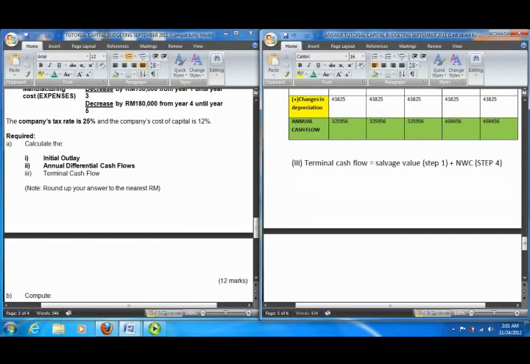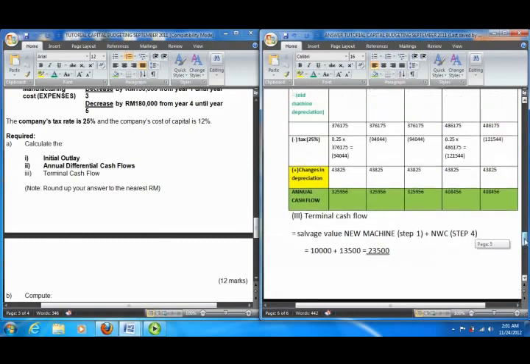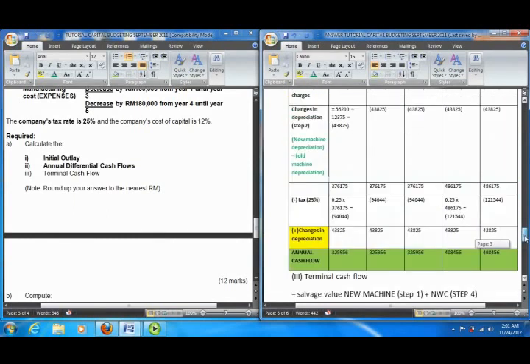So, the salvage value for this question, in step 1, shows the new machine is 10,000. Salvage value, new machine. Okay. Don't forget to calculate: 10,000 plus 13,500 equals 23,500. So this is your terminal cash flow. Alright, clear, class?